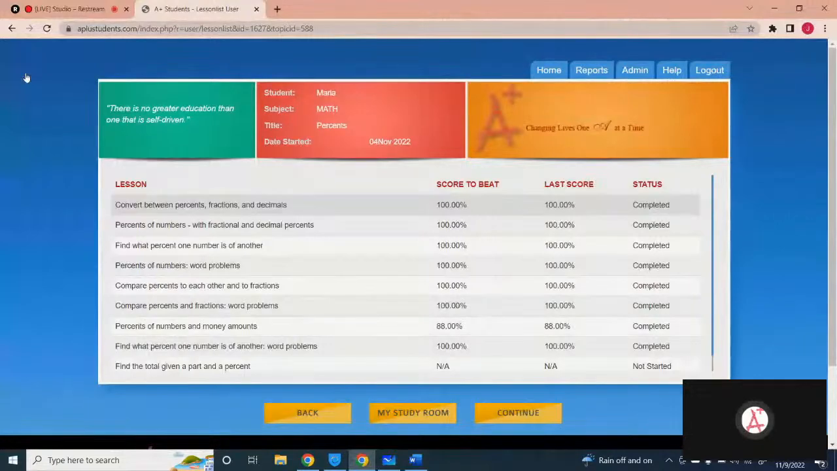Got it? Okay, so we have covered 4 of the topics today. They are: compare percents to each other and to fractions, compare percents and fractions word problems, percents of numbers and money amounts, find what percent one number is of another word problems. Got it? We have covered 4 of the topics today.